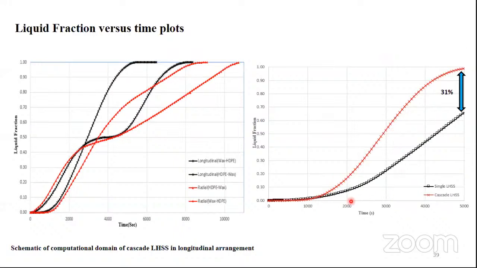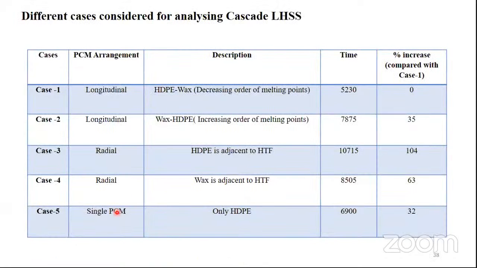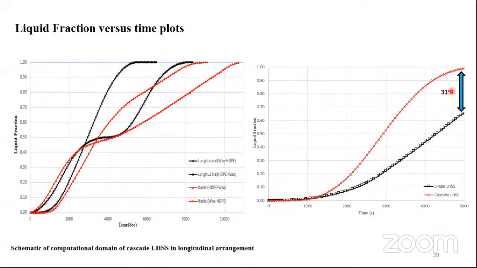Of course, when we are comparing it with a single system, like a single PCM, with a cascaded system, we can see that there is a 31% improvement in terms of its melting time when we are comparing it with the base system.